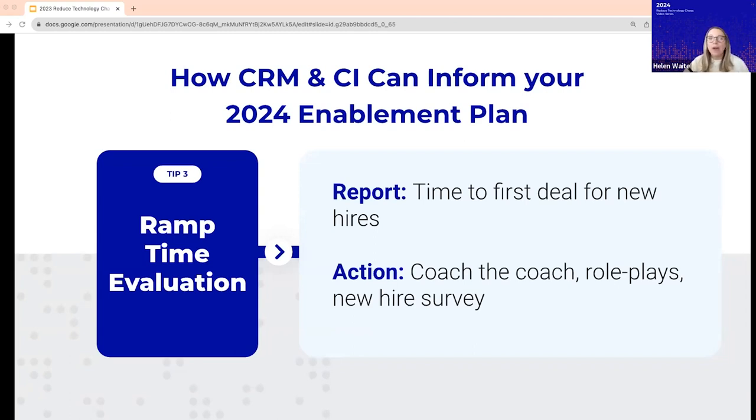You can also look at role plays. So preparing them for the field by doing a number of different simulations that get them ready for real world selling scenarios. And finally, doing a new hire survey. What is the feedback from new hires on their onboarding process? What do they think could be improved? And making sure all of that is incorporated into your plan for next year.